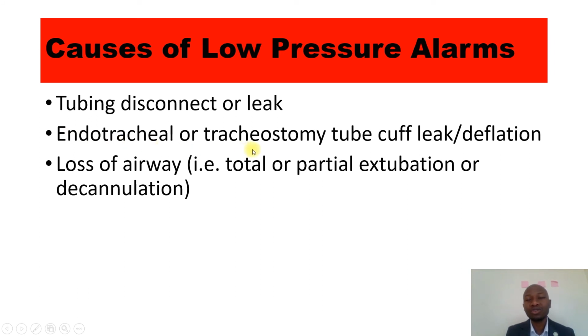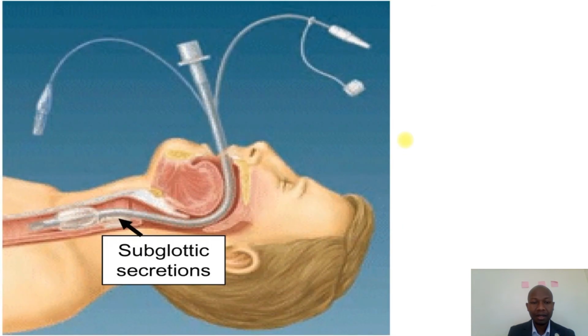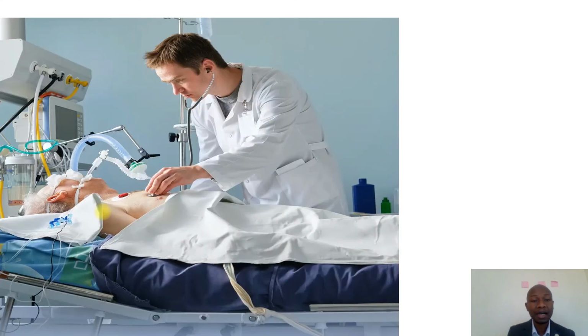Then endotracheal or tracheostomy tube cuff leak. For example, if there is deflation, let me show you the cuff, the tracheostomy tube cuff. I showed it here. This is the tracheostomy or endotracheal tube cuff. Sometimes it can leak or it can deflate. If the air, you see, we push air through this cuff through here, and that air is helping us to make this tubing fit well within the trachea. So sometimes that air can come out, which we call deflation, and that will lead to a low pressure alarm.